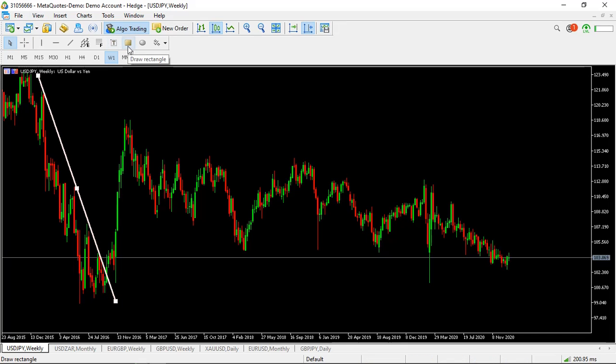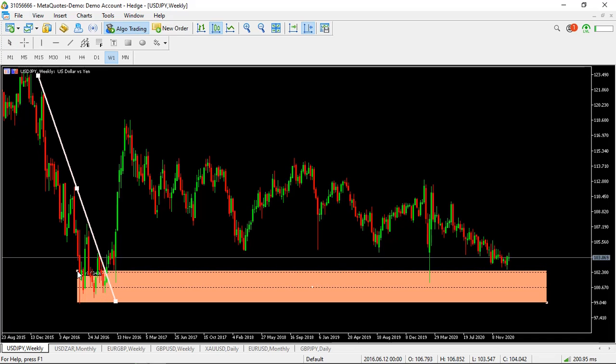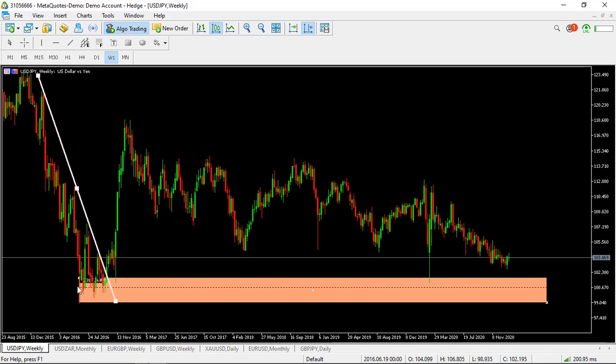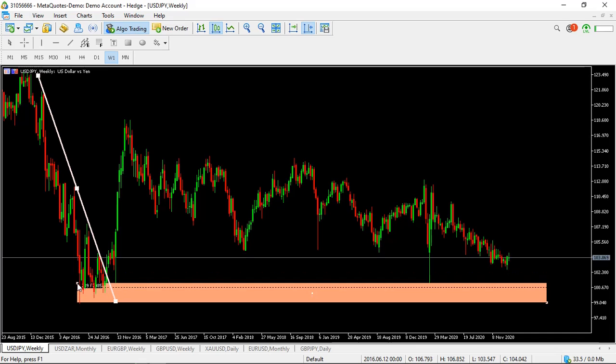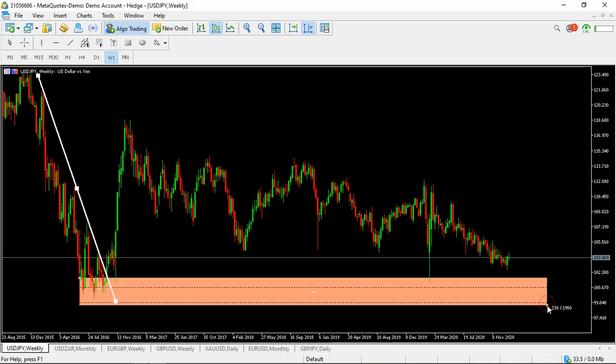So in this case, a level of demand is created. Okay, this is my level of demand. Every time a trend line is broken, a level is created. So here's my level. So I'm going to take this one to be my level. Okay, so this is my level of demand.